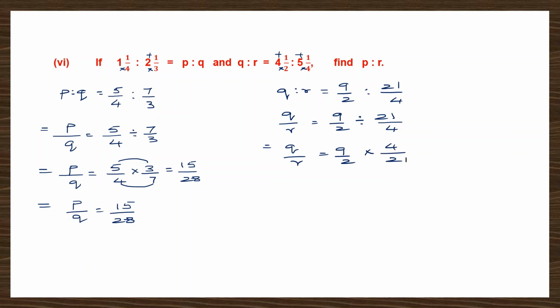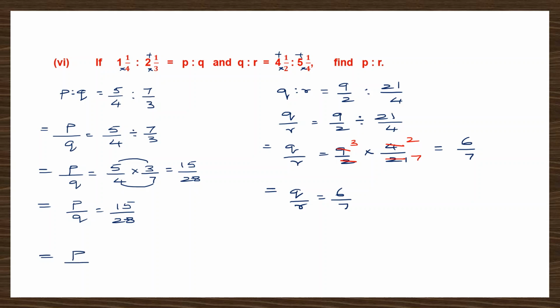So here we can cancel. We can cancel 2 and 4. 2 1s are 2, 2 2s are 4. We can also cancel 9 and 21 by 3. 3 3s are 9, 3 7s are 21. Now multiply the numerators. 3 2s are 6 and in the denominator we have 7. So we have simplified Q by R to 6 by 7. Okay, now let's go ahead and find P is to R. So the first step is simplifying. Now we'll start working it out properly.